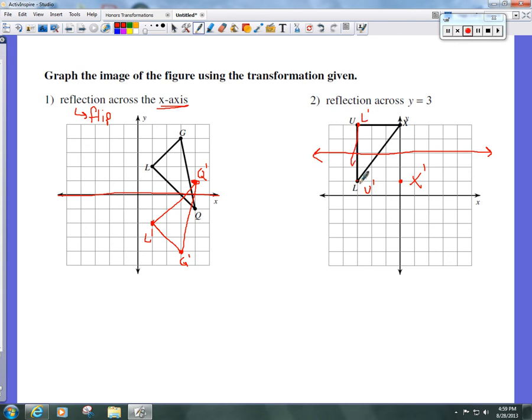Connecting my points, as you can see, some of them overlap. This is what my picture would look like if I reflected across the line y equals 3.